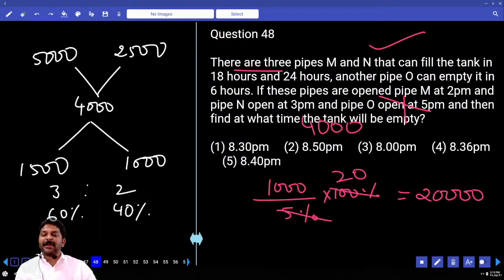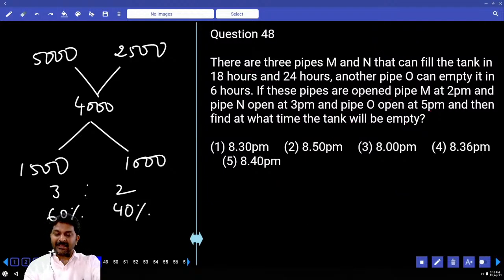There are 3 pipes M, N that can fill the tank in 18 hours and 24 hours respectively. Another pipe O can empty it in 6 hours. If these pipes are opened, pipe M at 2 p.m., N at 3 p.m. and O at 5 p.m., then find at what time the tank will be empty.